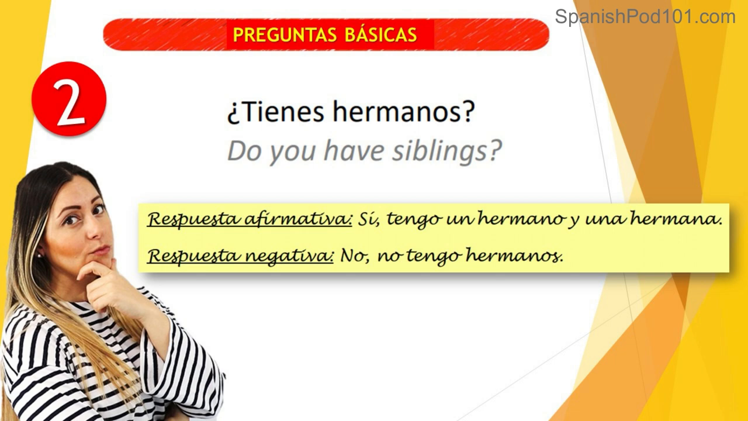No tengo hermanos. So pay attention here that we have two no's in this answer. We're going to have no, the first one, because we're answering the question. ¿Tienes hermanos? No. Do you have siblings? No. No tengo. I don't have. So the second no is to negate the verb. No, no tengo. No, I don't.